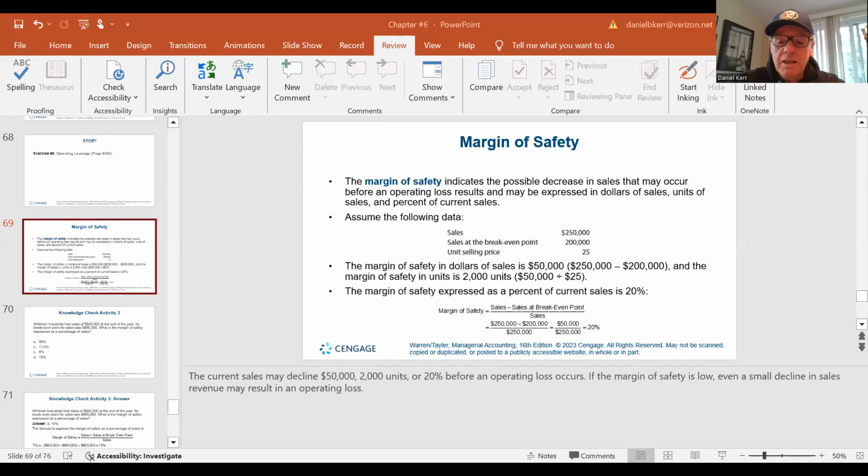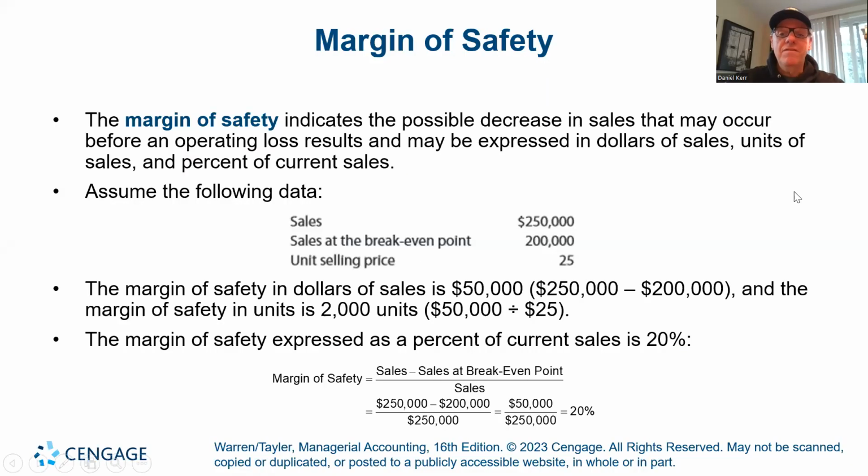And let me start with the margin of safety. And let me make that nice and big. There we go, margin of safety. Let me get my head out of the way. So hi, that's me up here in the corner. So margin of safety, what is the margin of safety? Well, this is the possible decrease that could occur before an operating loss occurs.